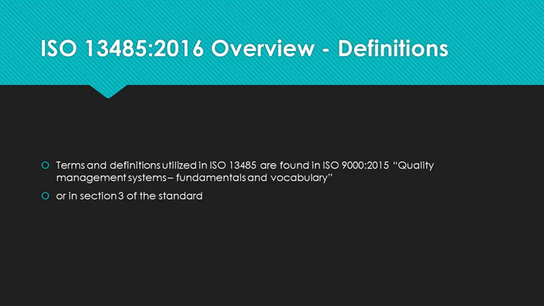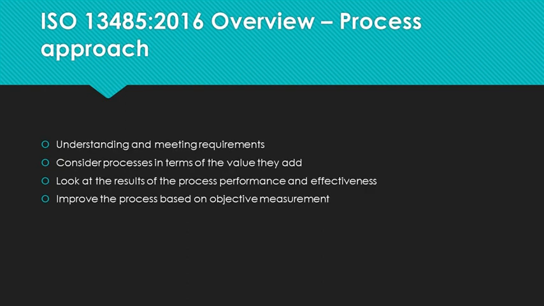Terms and definitions utilized in ISO 13485 are found in ISO 9000:2015, Quality Management Systems Fundamentals and Vocabulary, or in Section 3 of the standard. A process approach must be utilized. The process approach must emphasize understanding and meeting requirements. It must emphasize the processes in terms of the value they add. It must emphasize looking at the results of the process's performance and effectiveness. It must emphasize improving the process based on objective measurements.